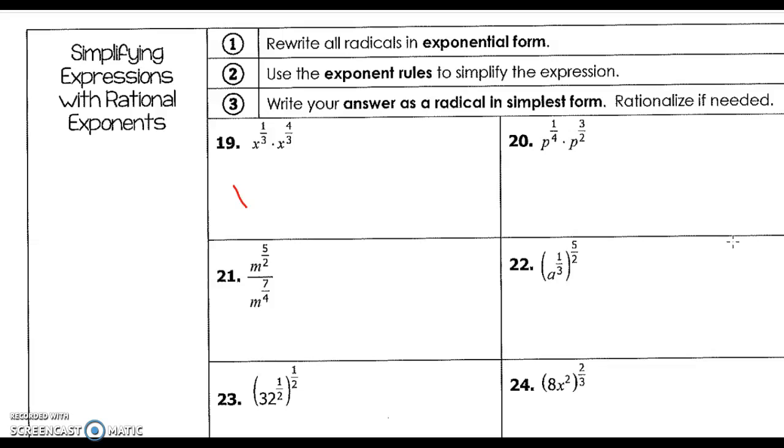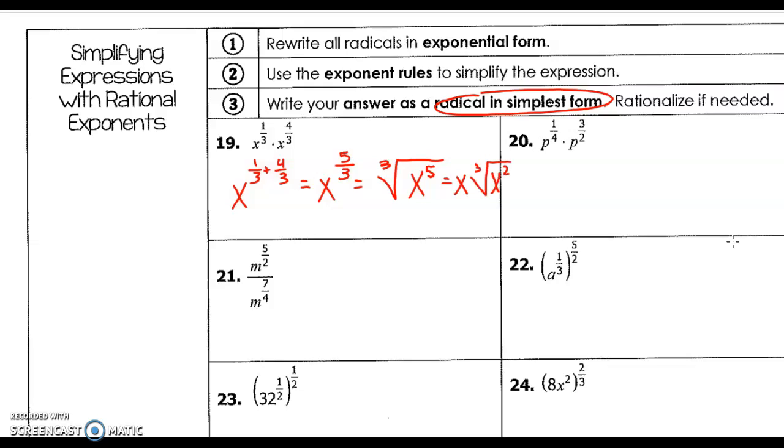Well, if I multiply like bases, I would add the exponents. So here I would do 1/3 plus 4/3. Well, that gives me x to the power of 5/3. So then when I take it to radical form, because that's where I want my answer, I'd have the cube root of x to the 5th. Well, if I'm making groups of 3 out of 5, I can make one group with 2 leftovers. So I have x cube root of x squared.